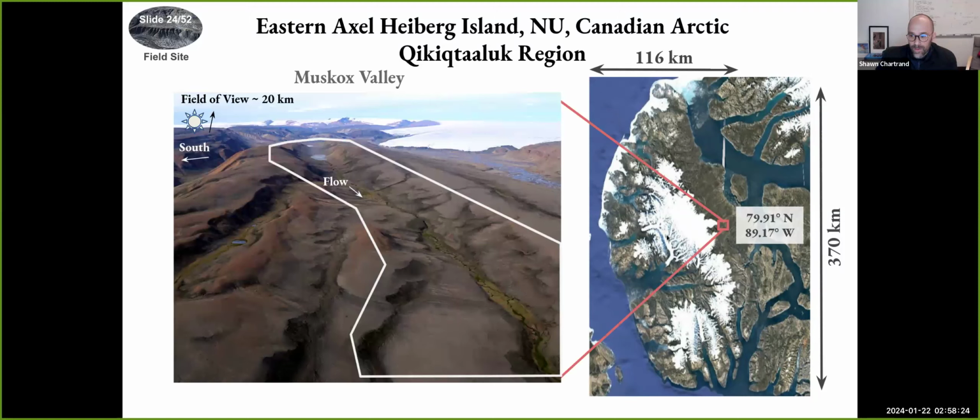This is the particular valley that we worked in that's reported in the publication. We gave it the name Muskox Valley because of a lone muskox that we encountered in the valley at the time of our field work. This view is looking towards the west at a part of the Muller ice cap.